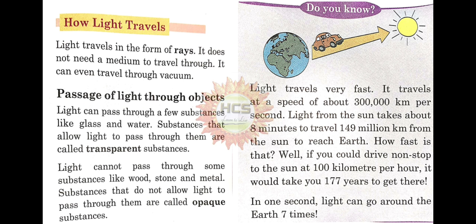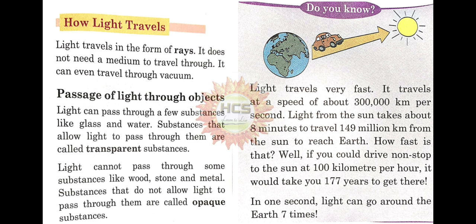Now let's study the topic how light travels. Do you know how light travels? Light travels in the form of rays. It does not need a medium to travel through. It can travel through a vacuum. They are explaining that light always travels in the form of rays and it does not need any medium to travel through. It can travel through vacuum.